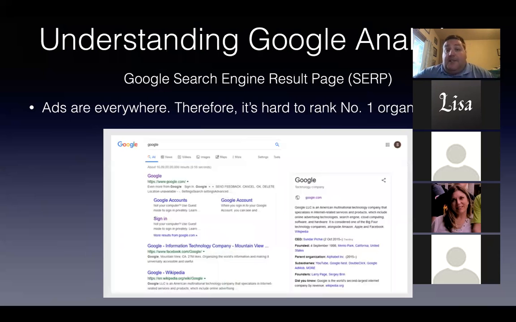Yeah, ads are everywhere. Therefore, it's hard to rank number one organically. Well, technically in Google search, the first spot there where the Google is highlighted, that is called the 0 position. That means that is the top position on a search engine results page. Then each one after that goes from 0 to 1 to 2 to 3. If you can get in the top 3 organically, you're doing a terrific job in terms of getting your search engine and your search words and your keywords on your website.